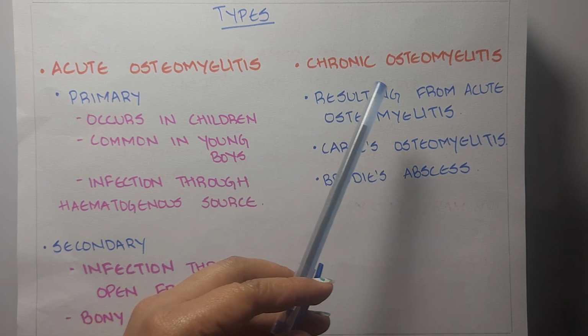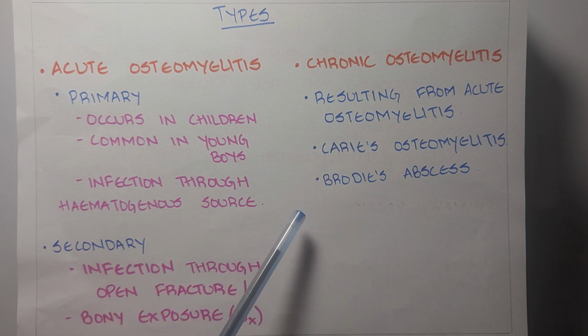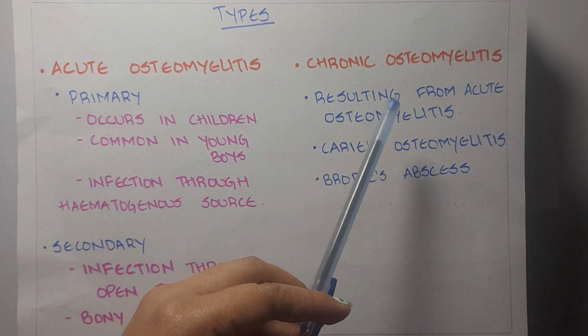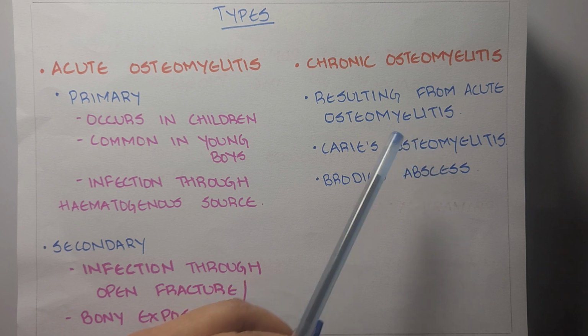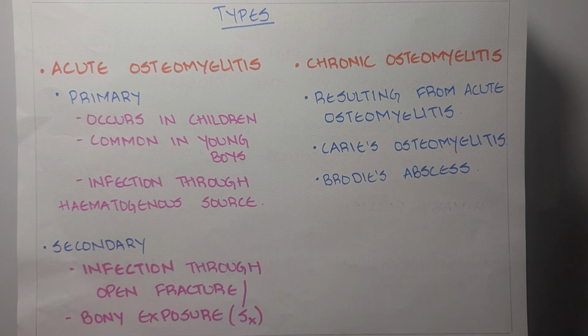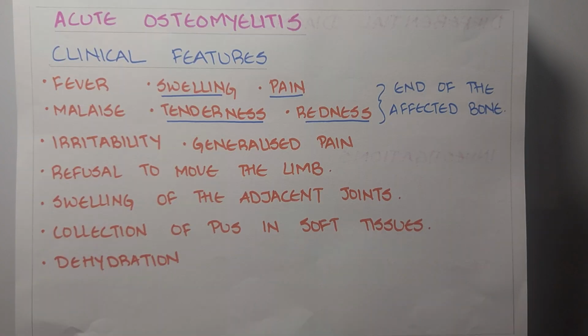Now, chronic osteomyelitis are of three types. One can result from acute osteomyelitis. If acute osteomyelitis is not treated properly, then it leads to chronic osteomyelitis. Another one is caries osteomyelitis, and the third one is Brodie's abscess. Clinical features of the acute osteomyelitis. First, we will know about the acute osteomyelitis, then we will be moving on to the chronic osteomyelitis.